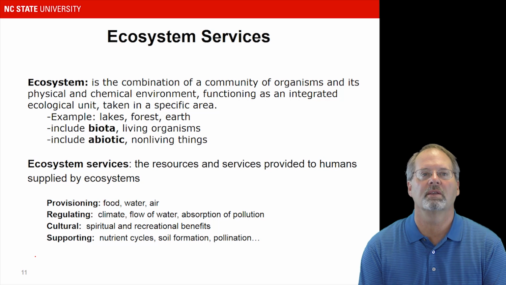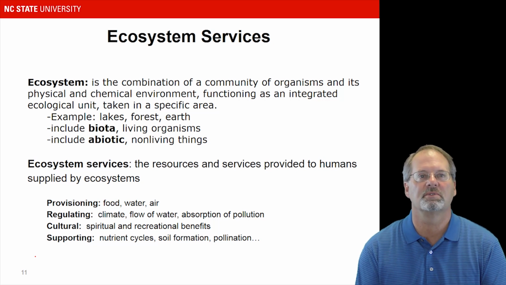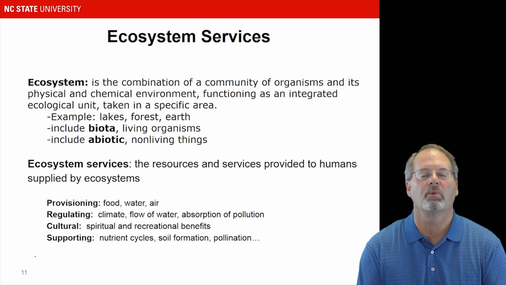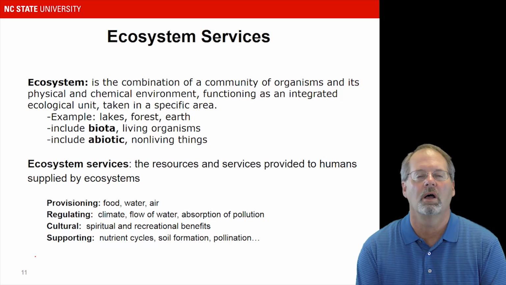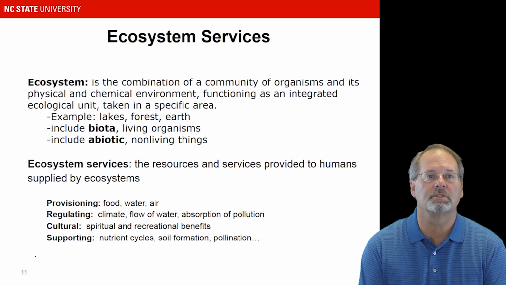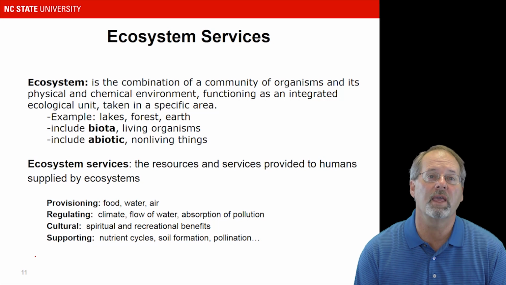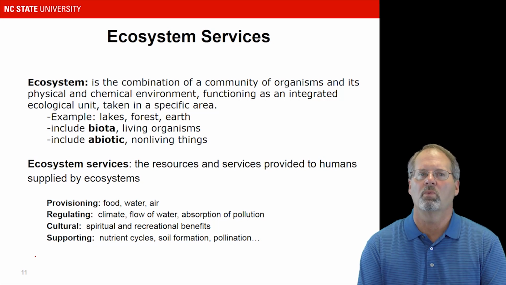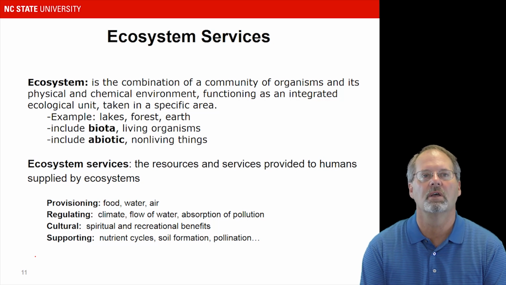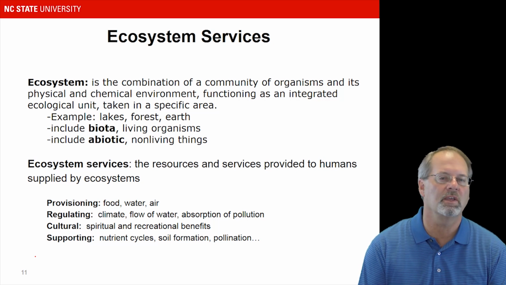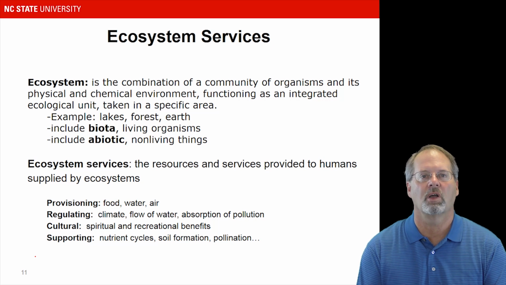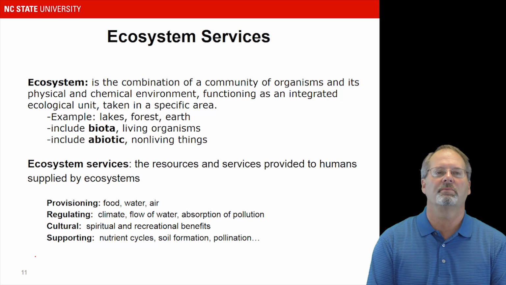For example, we can think about a lake. We've got living things: microorganisms, fish, birds. And then we have non-living things like water, minerals, air, oxygen, nitrogen. So a lake can be considered an ecosystem. When we talk about ecosystem health and how an ecosystem behaves, we're very interested in how the living and non-living components all interact together in a system. Okay, so that's an ecosystem.